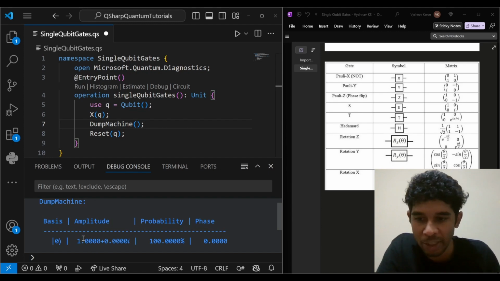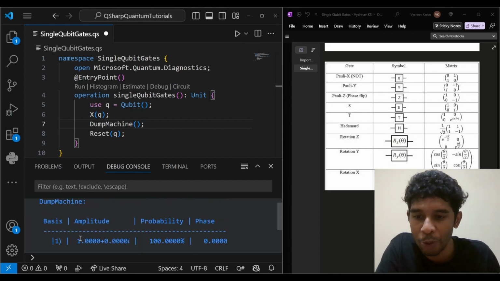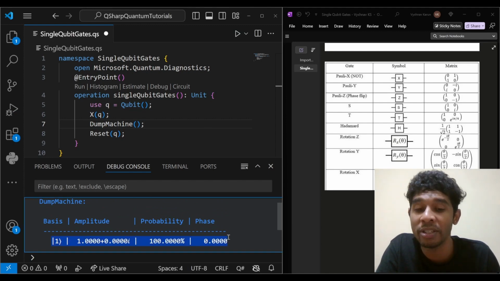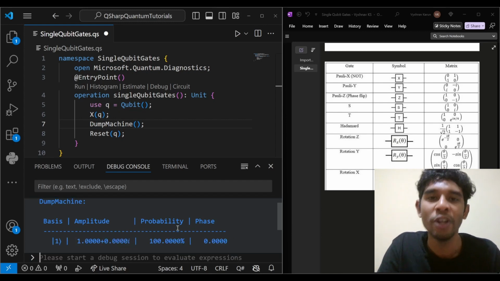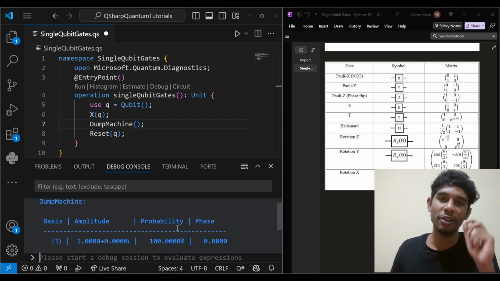Now, what should we expect down here? Let me run it and let's see. Right now, you can see that instead of the zero state with 100% probability, we have the one state with 100% probability. So, all this X gate does is flip the qubit that we passed into the gate.